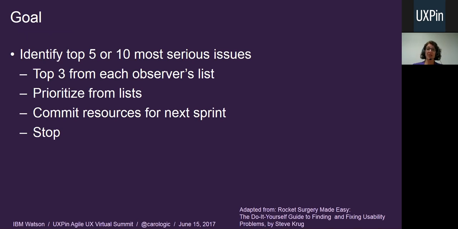Commit resources for the next sprint, and you're done. You stop at that point. You don't continue to list out the millions of things that you could do. There will always be more work as long as there is a product, so you don't need to worry about listing ad nauseam hundreds of things. Just get enough for the next work. You can always go back and pull from that if you need to, and you'll probably catch it in the next study as well.